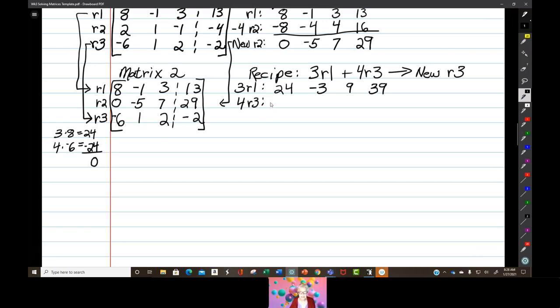4 times negative 6 is negative 24. 4 times 1 is 4. 4 times 2 is 8. And 4 times negative 2 is negative 8. Now I add vertically, 24 minus 24 is 0. Negative 3 plus 4 is 1. 9 plus 8 is 17. And 39 minus 8 is 31. And this is my new row 3.